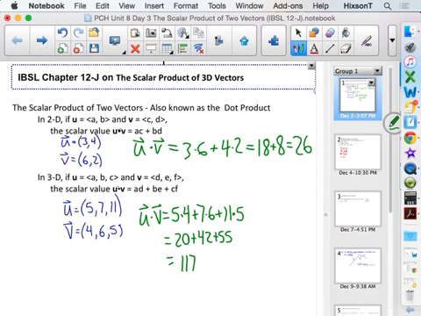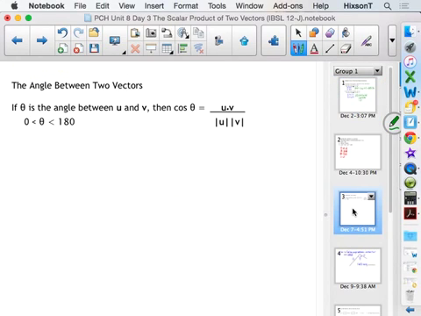Now, what did we use the dot product for? You put it over the magnitudes, and that equaled? Cosine of the angle between the 2 vectors. Okay? That equaled cosine of the angle between the 2 vectors. So, that still applies if we're dealing with 3-dimensional vectors.